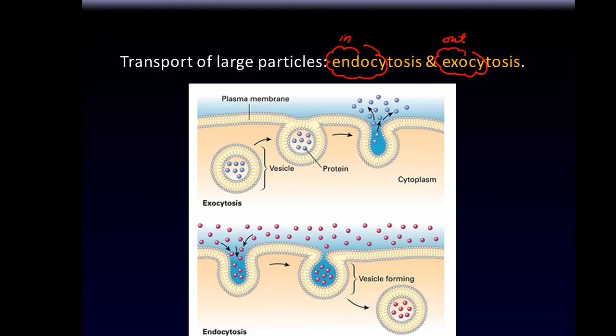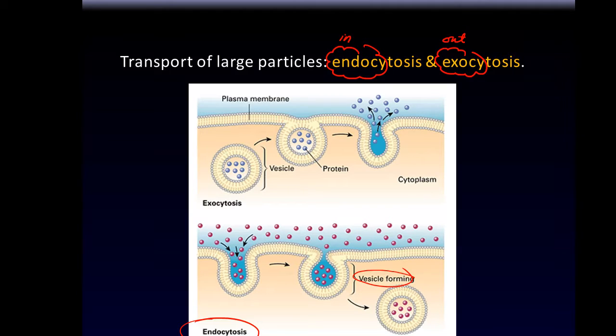So when the cell wants to grab big things, it does endocytosis. That's this. See how the whole plasma membrane dips down and forms a pit like this. And then it pinches off into this, and that's how vesicles are formed. So the plasma membrane dips down, makes a little dimple, and then it pinches off and makes a vesicle. This process is called endocytosis.